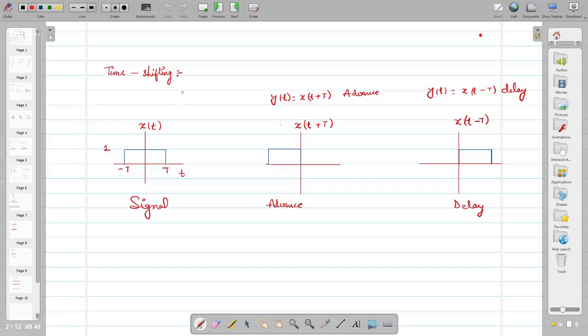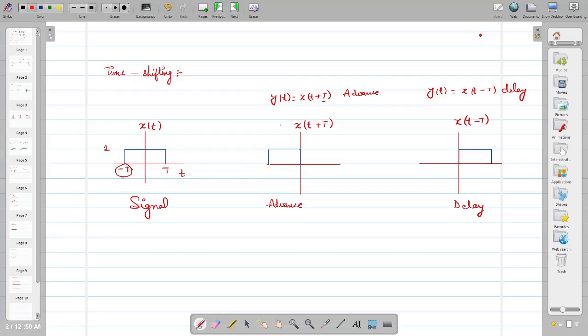In time shifting, for your understanding, we take a signal x, which is a rectangular signal, starting from -t to t, and on the y-axis we are representing x. To represent the advance, we can add a constant t to the time index, and after adding we get this signal. Now we have to map this particular -t onto this output.